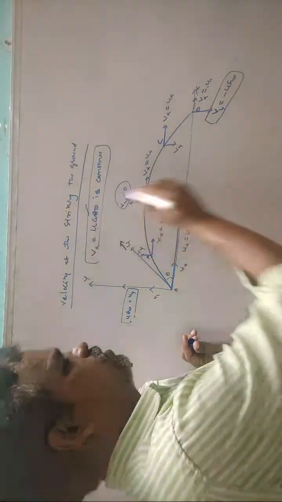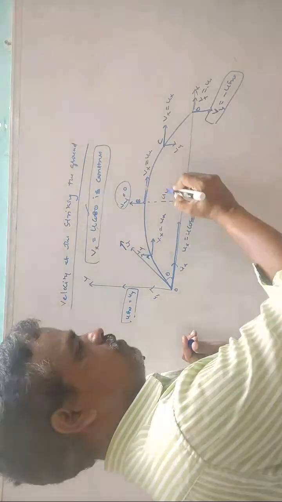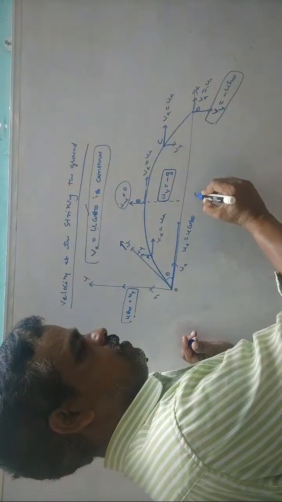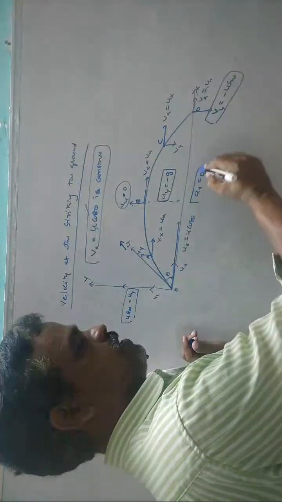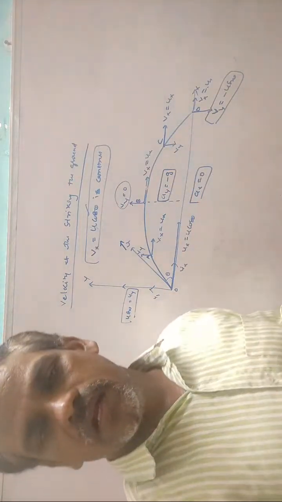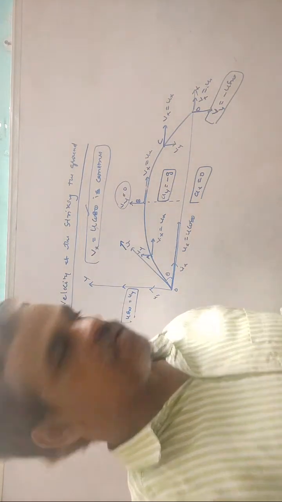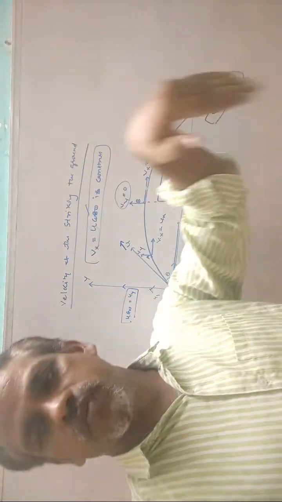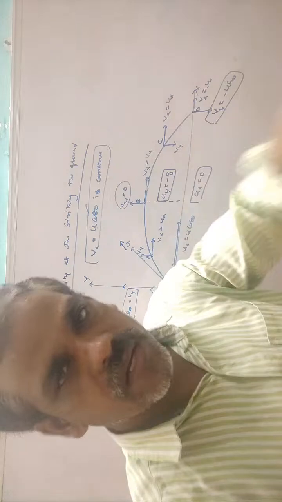So what about the obliquely projected body? The acceleration ay is equal to minus g, and ax is equal to 0. Along the horizontal direction there is no acceleration. Along the vertical direction the only acceleration is towards the ground. That's why we keep ay equal to minus g.